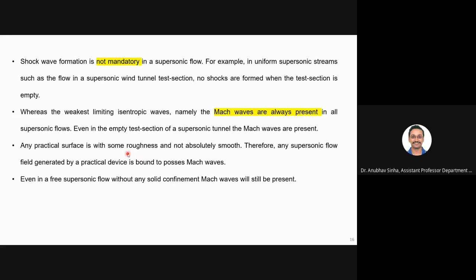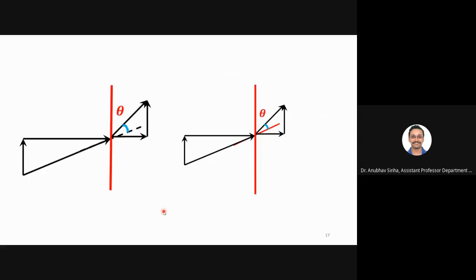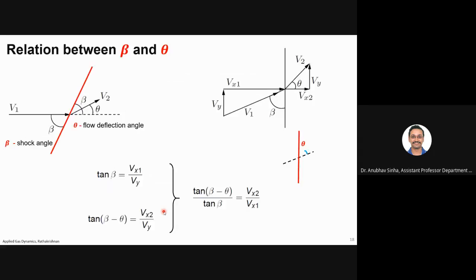This also I think we discussed in the last class. Any roughness, even at very small microscopic levels, will produce a Mach wave. If this roughness is very large, then it will produce a shock. So for any practical device, we'll see the formation of Mach waves, but a shock may or may not be present. That is the difference between a Mach wave and a shock. This is what I was trying to explain.